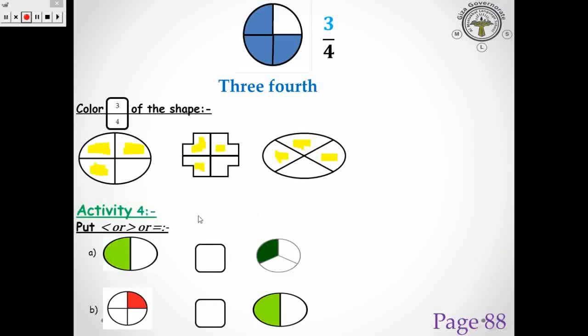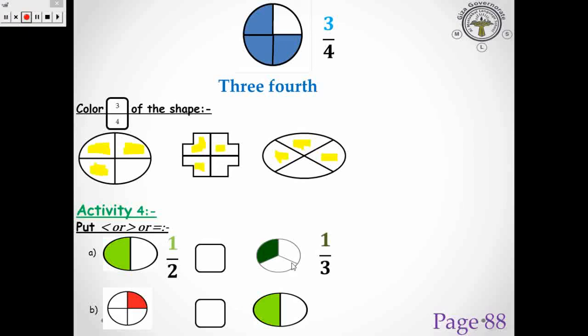Activity 4. Put greater than or less than or equal. Look at this shape. This shape divided into 2 equal parts. What's the fraction of shaded part? How many shaded parts? 1. Right, 1 and up. How many total parts? 1, 2. Right, 2 and down. So the fraction is 1/2 or half.